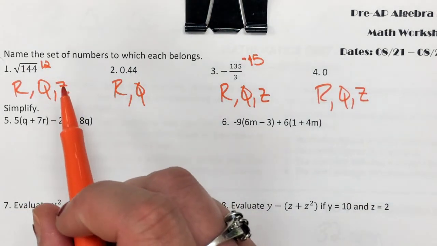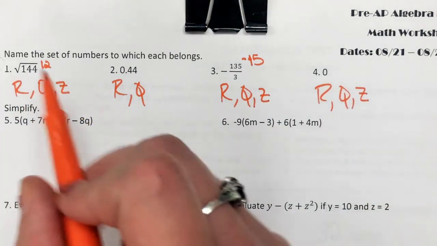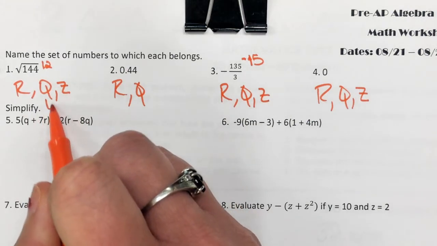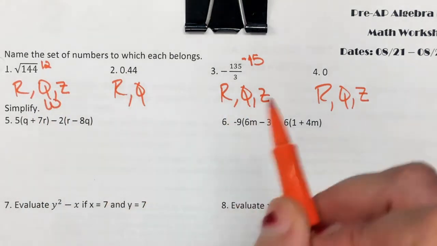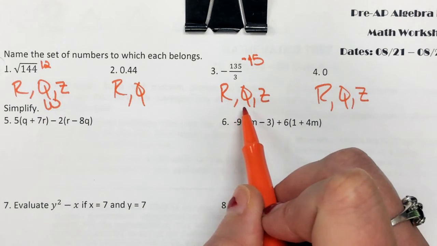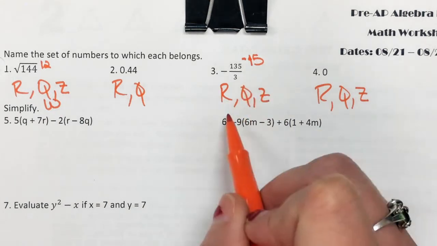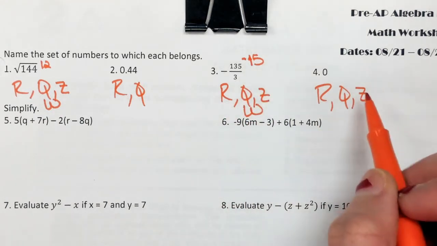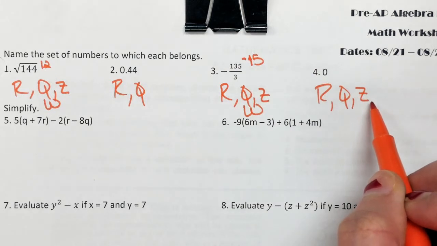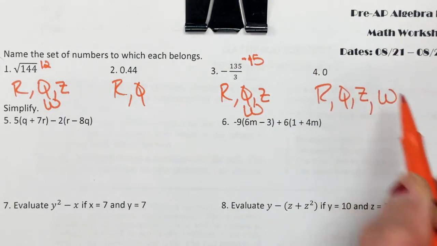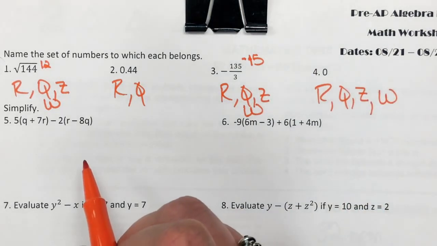Whole numbers are zeros and positives, no negatives. What about number 1? Yep. Number 2? Number 3? Yes, that's a negative. I'm sorry. Yep, you are right. And then number 4? Yes, it is. It is zeros and positives. There you go. No decimals.